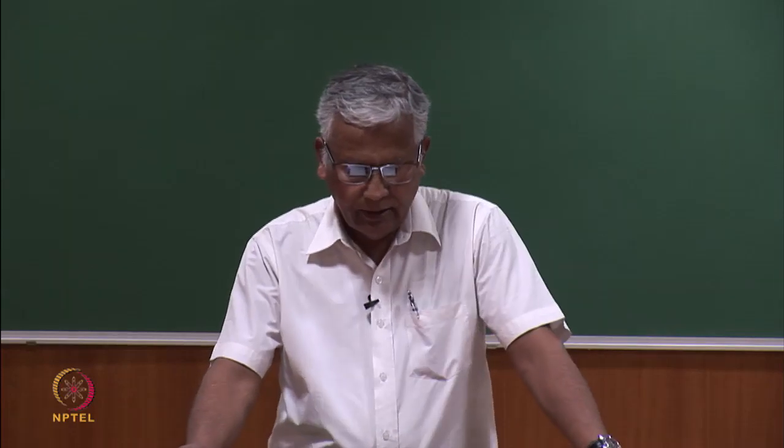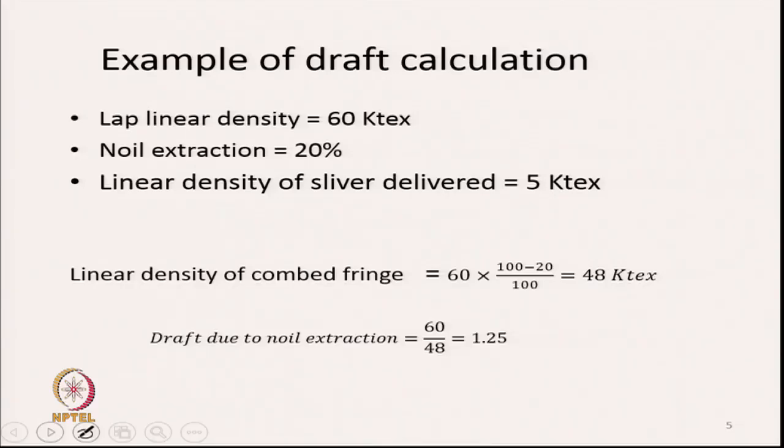Now, we will give an example of draft calculation, which is based on the linear density of the materials of the input and output and the noil that we are going to extract. Lap linear density, let us say, is 60 kilotex, typical. Noil extraction, let us say 20%. Linear density of the sliver delivered is 5 kilotex. Therefore, linear density of the combed fringe after combing, the fleece that we produce, that is called combed fringe in this case.